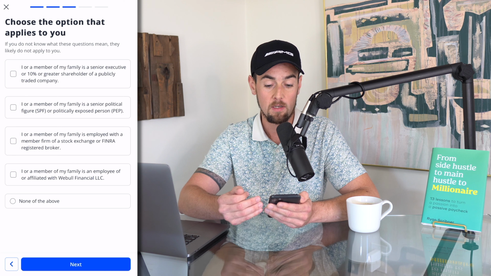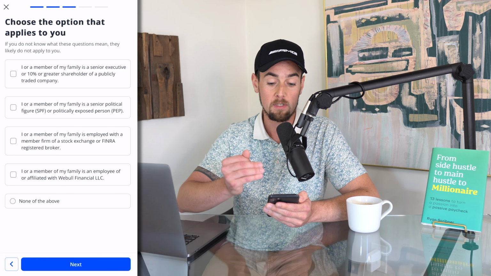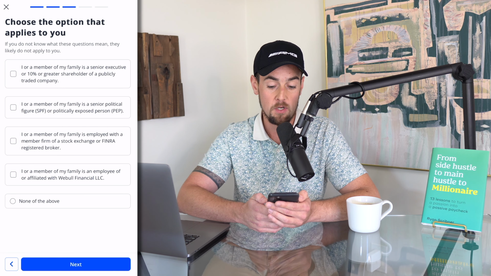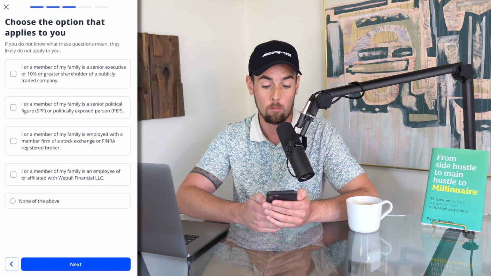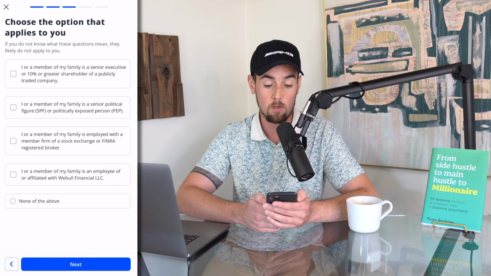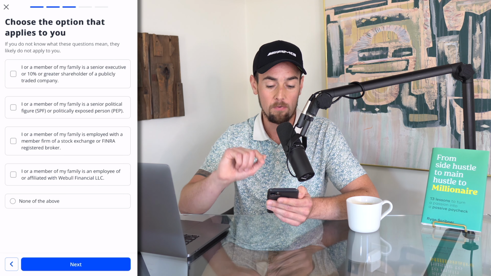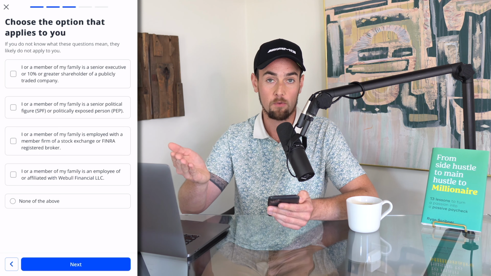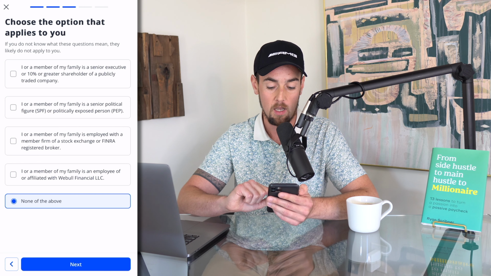They also ask if there is a family member of yours who is a senior political figure or politically exposed person. In most cases, that's going to be a no. They also ask here if you or a member of your family is employed with a member firm or stock exchange or FINRA registered broker, and you also have to share whether or not you are a family member who is employed or affiliated with Webull Financial. So if none of those are the case for you, you're going to click on none of the above, and then you're going to click on next.